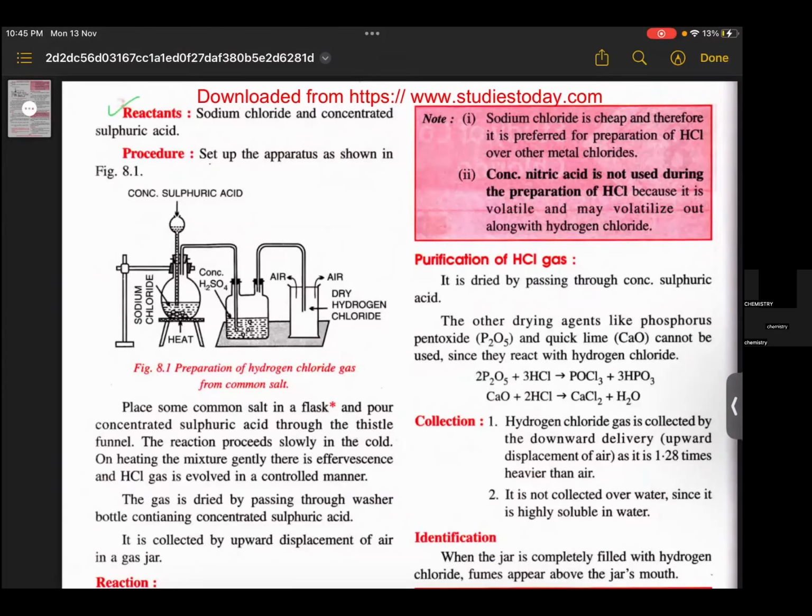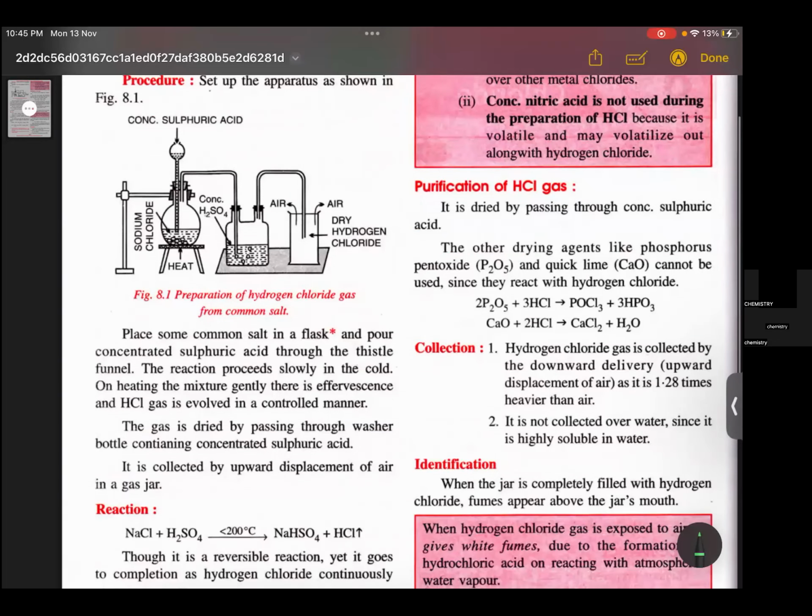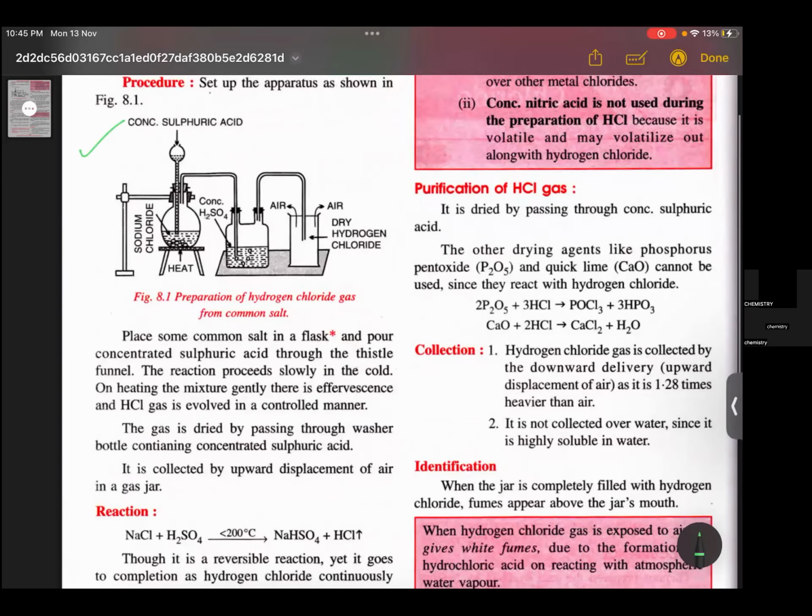So first we know that the reactants are sodium chloride and concentrated sulfuric acid. Concentrated is important. Now, this is your laboratory setup. They can give you the diagram and they can give you this for marking purposes. They can ask you to label the diagram. So this again is very important.